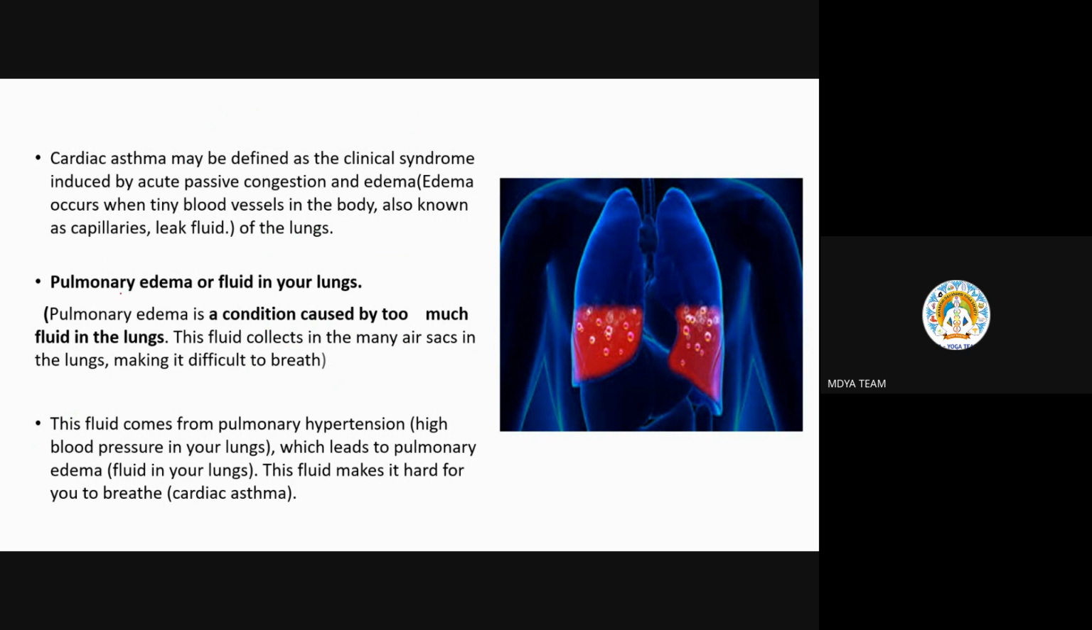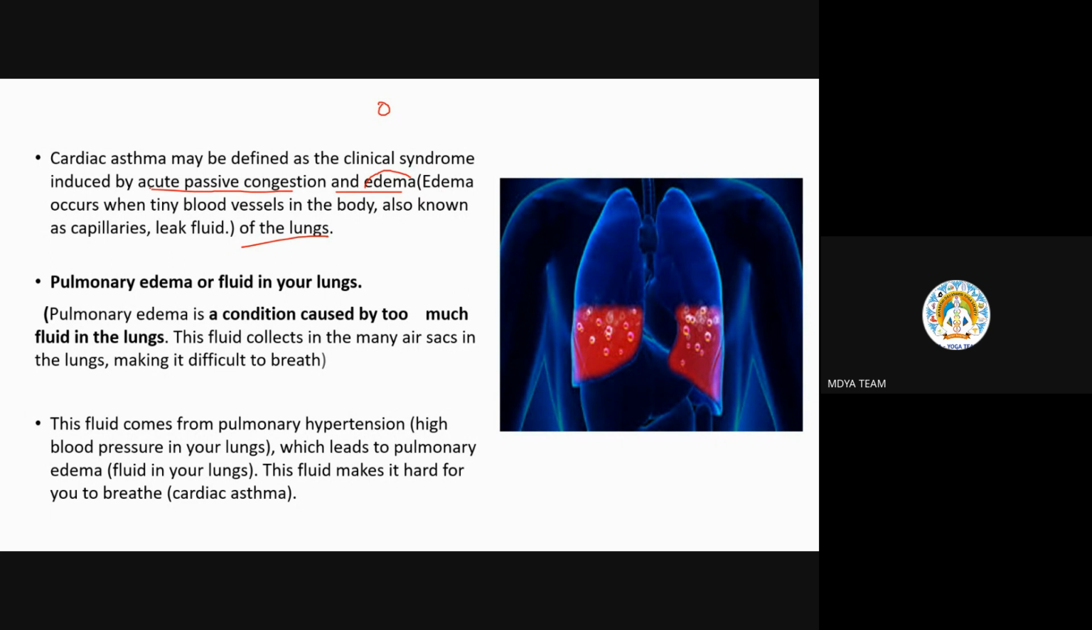Cardiac asthma may be defined as the clinical syndrome induced by acute passive congestion or edema. Edema is a word related to swelling or inflammation type of thing, and some bubble-like structure. I will tell you. Some congestion or edema of the lungs. How it happens, we'll see ahead.